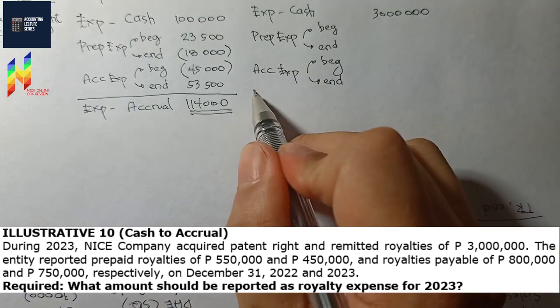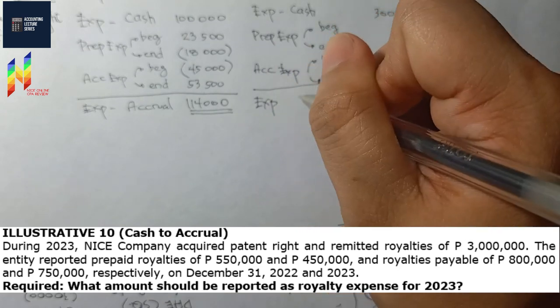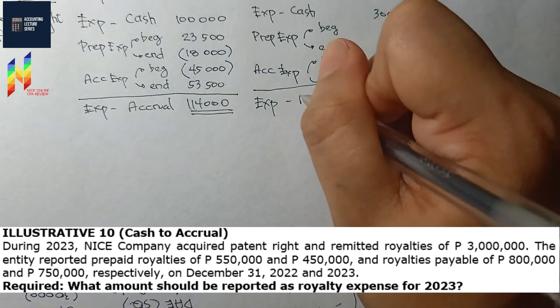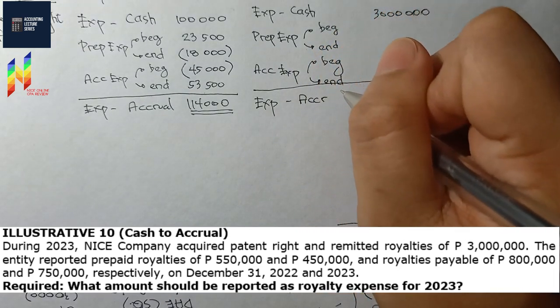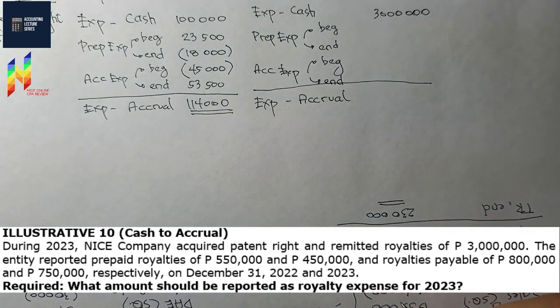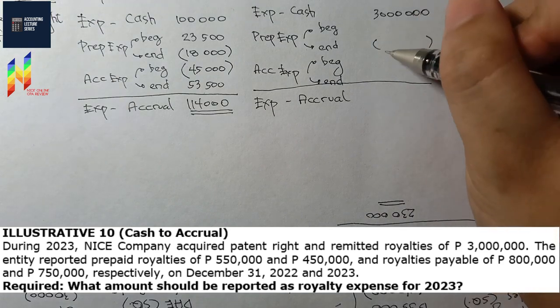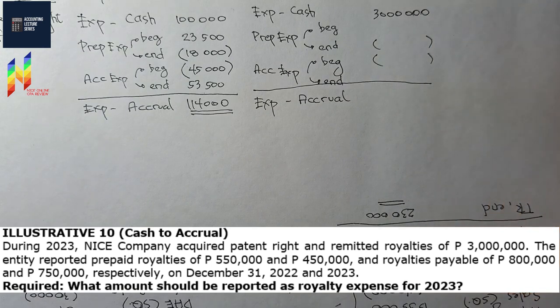Sir, bakit po yung royalties payable kinonsider mo as accrued expense? Kinonsider ko yun as accrued expense because ang definition ng accrued expense are actually the same sa royalties payable. Why? Because accrued expense, these are the expenses already incurred but not yet paid. Kamukha lang yun ng royalties payable. Expenses incurred but not yet paid. So sabi natin, beginning prepaid is added, ending is deducted. Beginning accrued is deducted, ending is added.